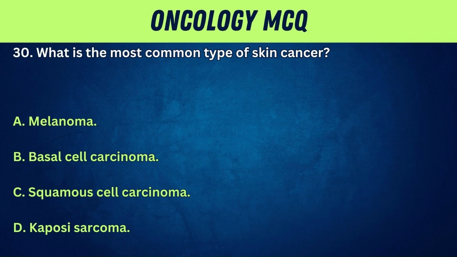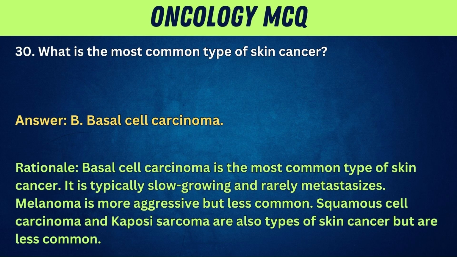30. What is the most common type of skin cancer? A. Melanoma. B. Basal cell carcinoma. C. Squamous cell carcinoma. D. Kaposi sarcoma. Answer: B. Basal cell carcinoma.